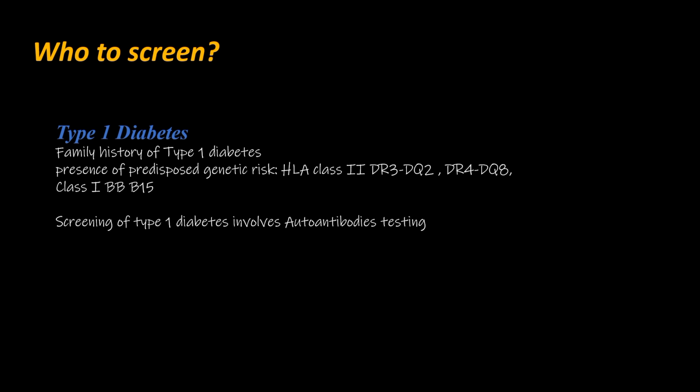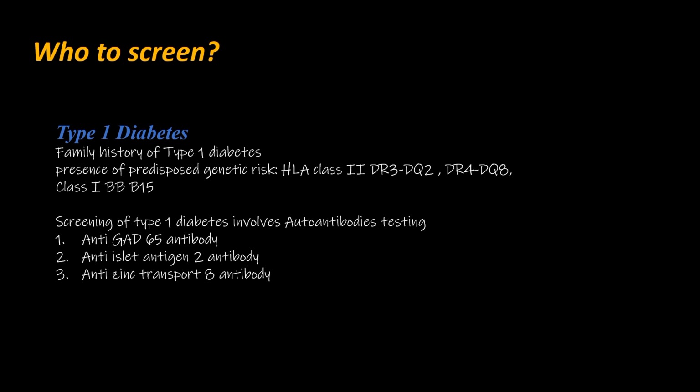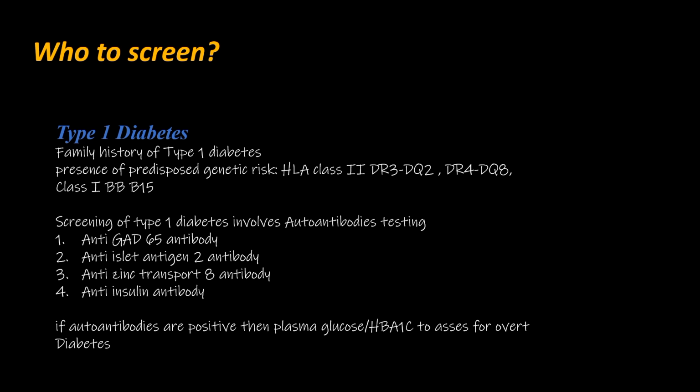And so screening for type 1 diabetes involves autoantibody testing. The first step is you do not check the blood glucose level, you check the anti-islet cell autoantibodies. These are the four autoantibodies: anti-GAD65 antibody, anti-islet antigen 2 antibody, anti-zinc transporter 8 antibody, and anti-insulin antibody. If two of the antibodies are positive, then you check the plasma glucose or HbA1c to assess for overt diabetes or dysglycemia.